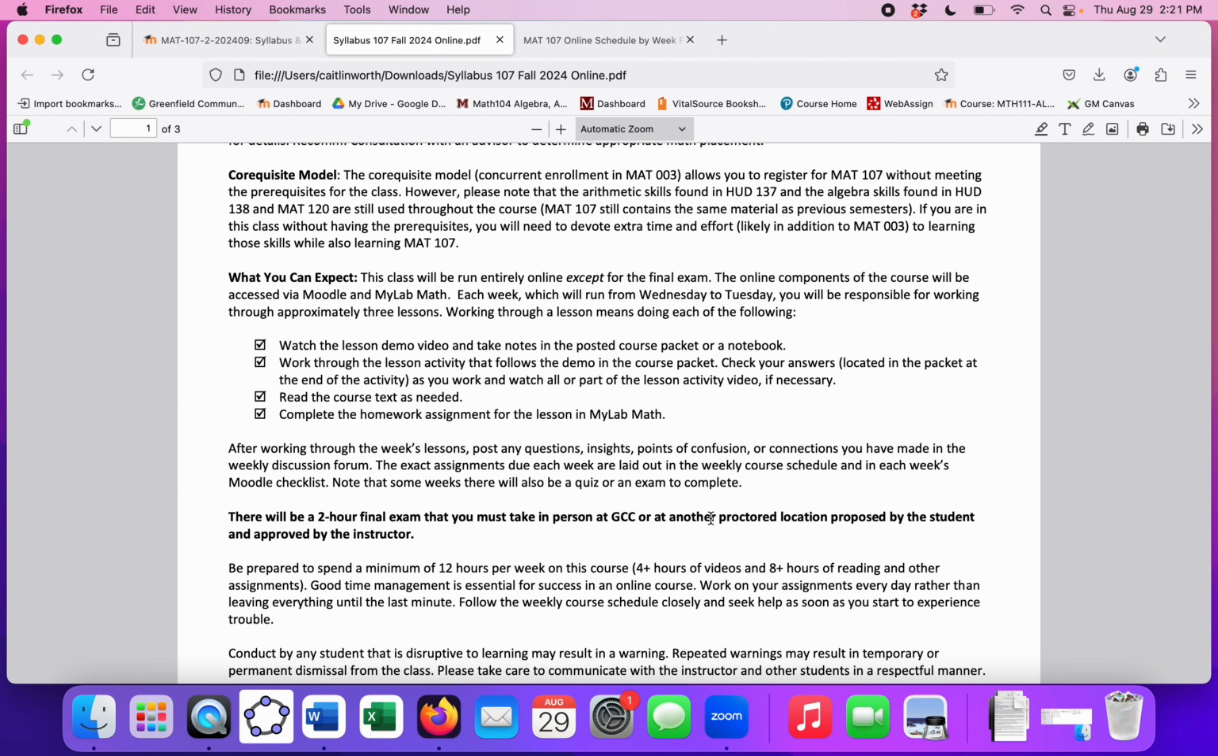Read the course text as needed. So you don't have to schedule time to read the course text. It's really just an additional resource. And in your checklists for each week where it says read the course text, if you didn't need to, you can just check that off. And then lastly, complete the homework assignment for the lesson in MyLab Math.